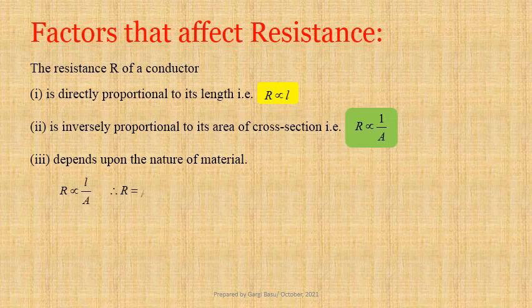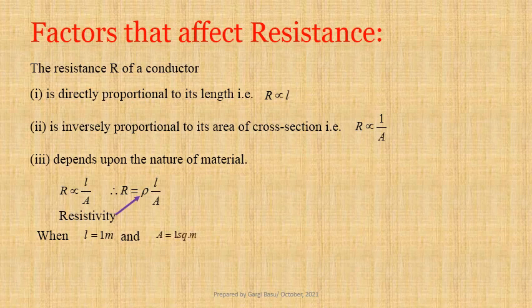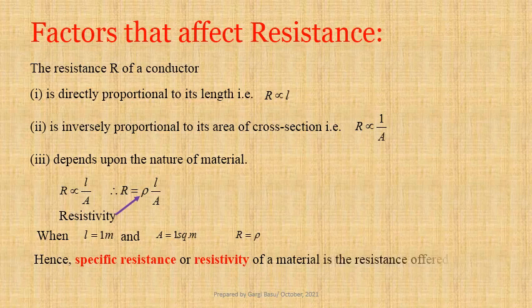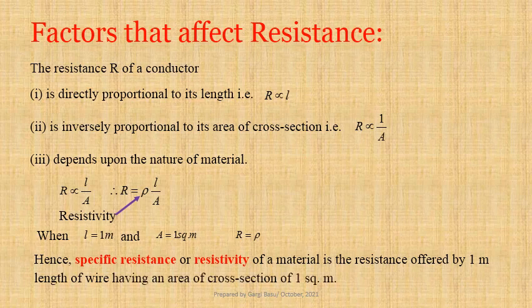Therefore, R equals rho into L by A, where proportionality constant rho is the resistivity of the material or specific resistance. When L equals 1 meter and A equals 1 square meter, R equals rho. Hence, specific resistance or resistivity of a material is the resistance offered by 1 meter length of wire having an area of cross section of 1 square meter.